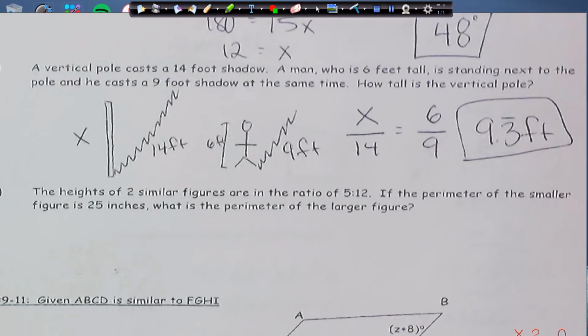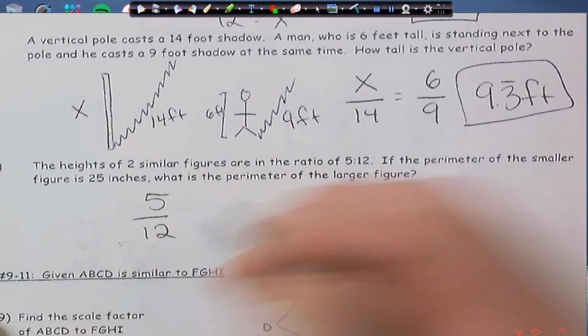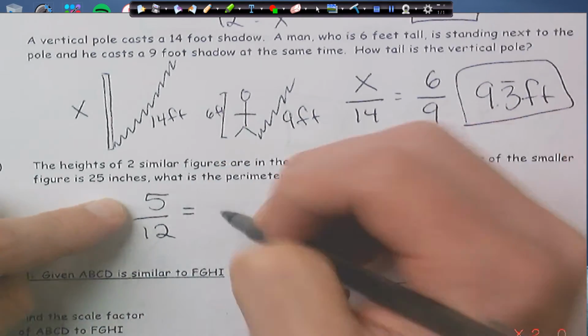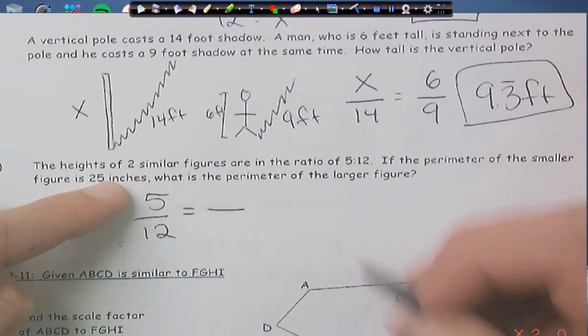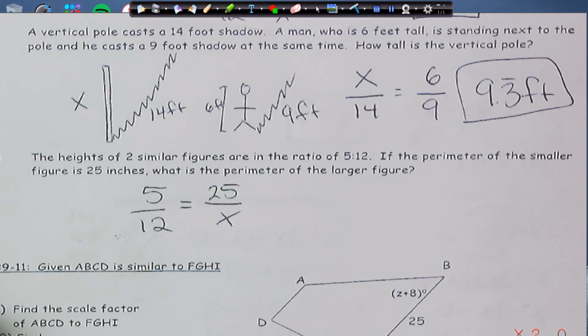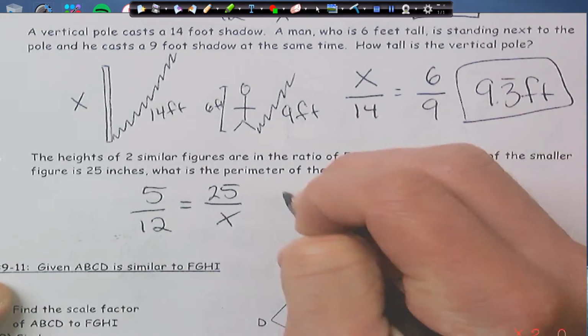The height of two similar figures is a ratio of 5 to 12, so I'm going to go ahead and turn that into a fraction looking guy. The perimeter of the smaller figure is 25. Well, is 5 or 12 smaller? Okay, 5 is smaller, so I'm going to put the 25 on top, x on the bottom. Go ahead and multiply this in my calculator. 12 times 25 is 300. Divide by 5, and I should get x equals 60 inches for the perimeter.